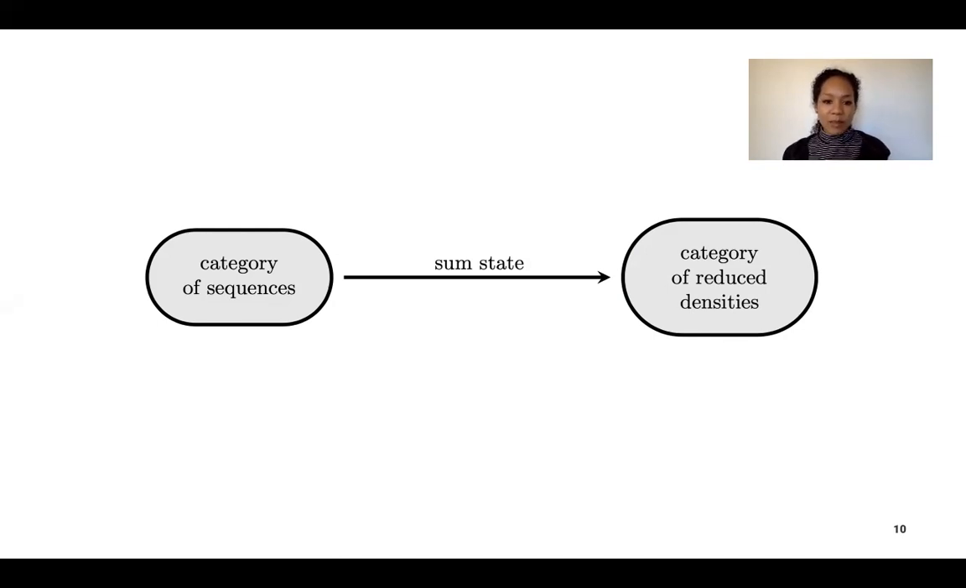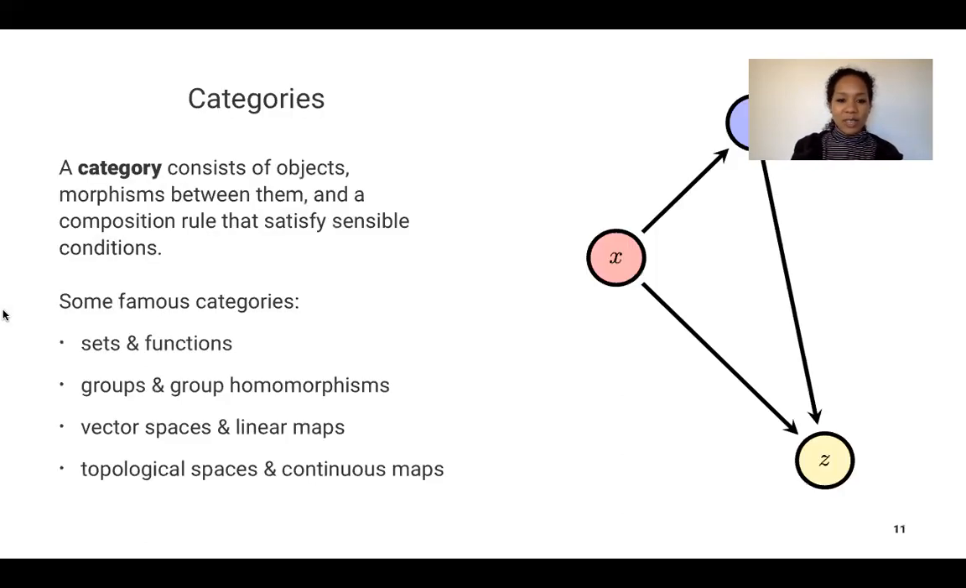So that's what I'd like to describe for you, the three things on the screen here. What does it mean to have a category of sequences, a category of reduced density operators, and what exactly is the passage from left to right? Now, I've used the word category a few times already, so let me just say, in mathematics, the word category has a precise formal definition behind it. So I think it will be helpful for me to say, just to make sure that everyone's on the same page.